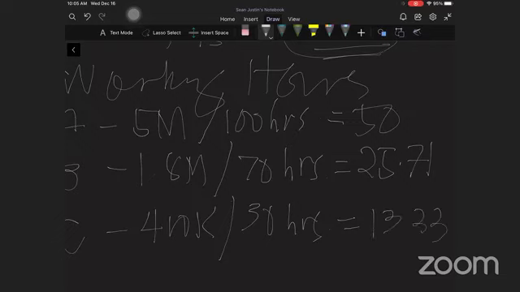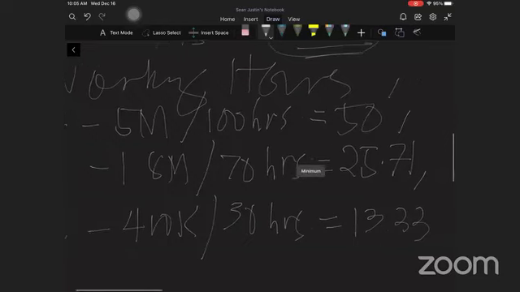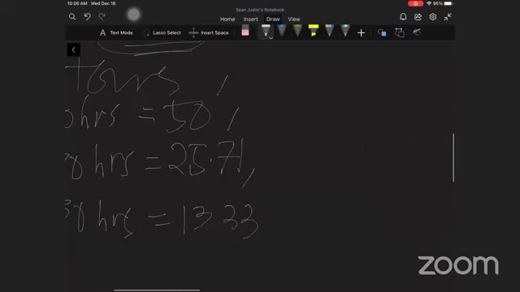Sir, si pasabot ana, this is the value sa per oras. Mao ni ang depreciation. So kung gamiton nimo isa ka oras si machine A, mo depreciate na sa 50. Kung gamiton nimo isa ka oras si machine B, mo depreciate na sa 25.71. Kung gamiton pod nimo si machine C for an hour, mo depreciate na iyang value to 13.33. Okay, so again, this is based on the estimated hours of use.